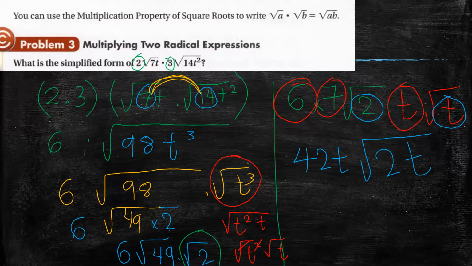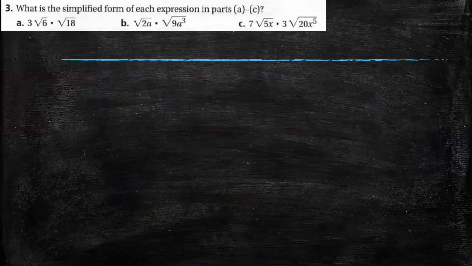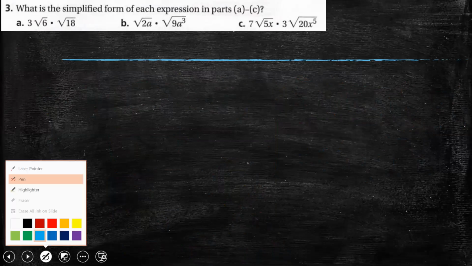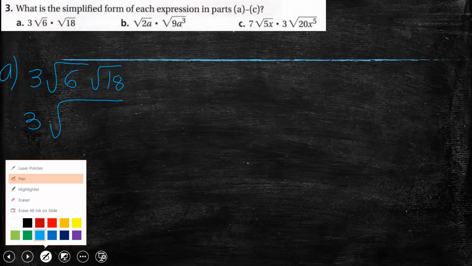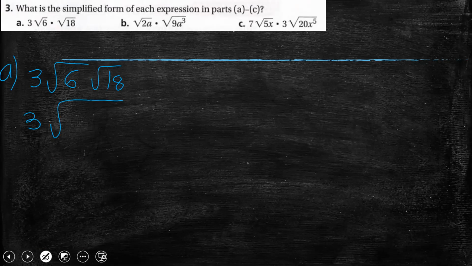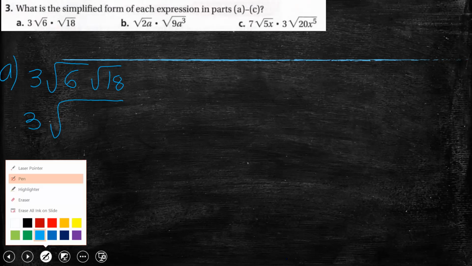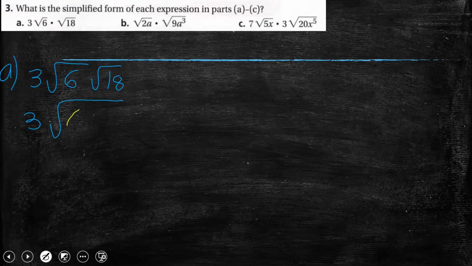Let's have now another example. What is the simplified form of each expression in parts A to C? Look at them here. Let's solve now A: 3 square root of 6 times square root of 18. Let's gather them. Here we have 6 and 18. Can we combine them in one square root? Yes, teacher. So we can combine them here as 6 times 18.